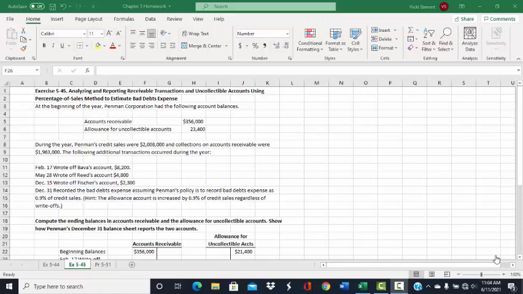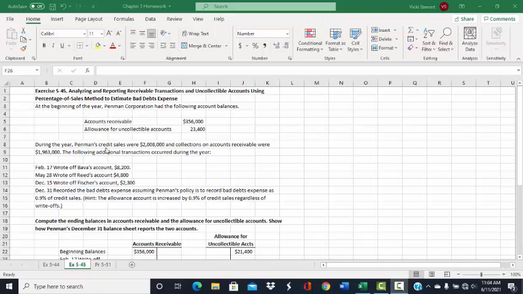This is a demonstration of exercise 545, analyzing and reporting receivable transactions and uncollectible accounts using the percentage of sales method to estimate bad debts expense. At the beginning of the year, Penman Corporation had the following account balances, and the problem tells us the amount of accounts receivable and the allowance for uncollectible accounts at the beginning of the year.